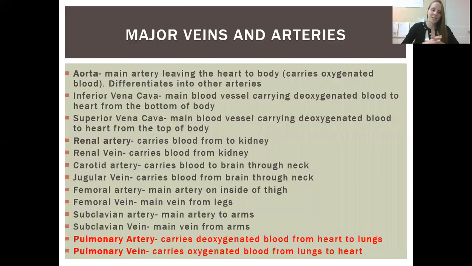Okay, let's go over some major veins and arteries. You do need to know the names of all of these veins and arteries. You need to know whether or not they are carrying oxygenated or deoxygenated blood and where we would find them. Also, just remember, anytime it says artery, it's moving away from the heart. Anytime it says vein, it's moving towards the heart.